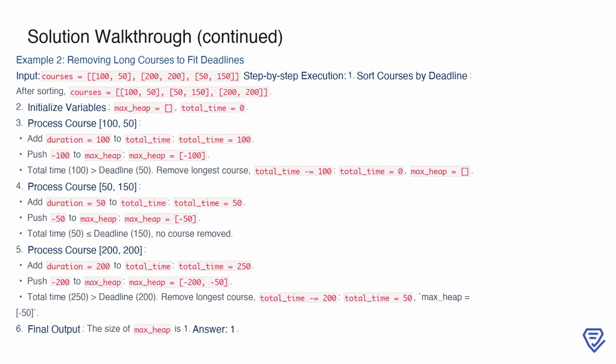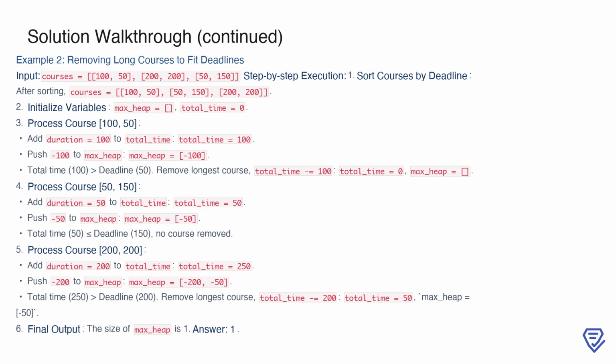For the first course, which has a duration of 100 and a deadline of 50, we add the duration to the total time, making it 100, and push the negative duration into the heap. However, the total time exceeds the deadline for this course. To fix this, we remove the longest duration, which is 100, from the total time, bringing it back to 0. Moving on to the second course with a duration of 50 and a deadline of 150, we add this duration, updating the total time to 50, and push its negative duration into the heap. Since the total time is within the deadline, no course is removed.